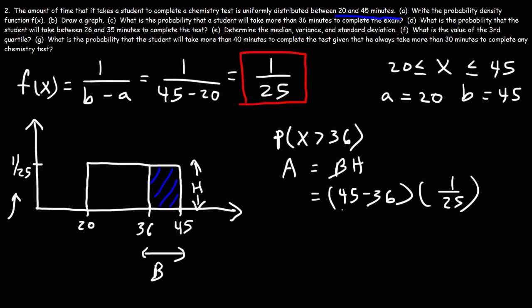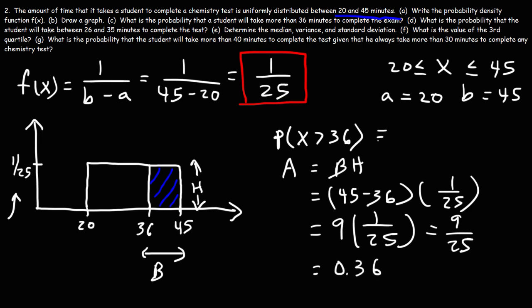Now, 45 minus 36 is 9. So this becomes 9 over 25. 9 divided by 25 is 0.36 as a decimal, which is 36% if you multiply it by 100. So that's the probability that x is greater than 36. So that's it for part C.